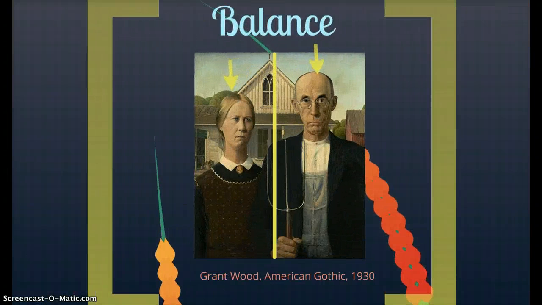You can see here that I have a line separating the composition from left to right. There's 2 figures in the foreground, a female figure and a male figure. The composition is considered balanced because of this imaginary line going down the center. We have equal sides, the female and the male balance one another out in the foreground.